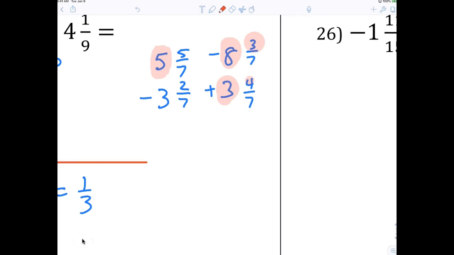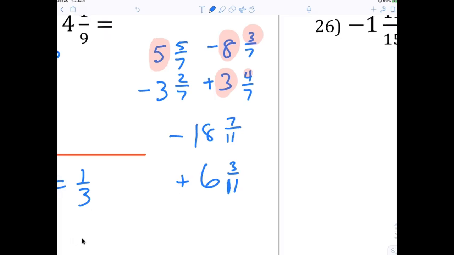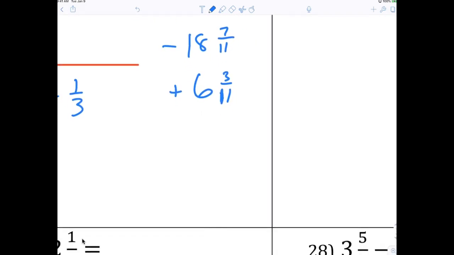Okay? If I said 18 and 6, and I said this was 7 over 11 and this was 3 over 11, do I have to borrow? What's 7 minus 3? I don't have to borrow. If this was a 2, do I have to borrow? Yeah, that's really all there is to it. If you say 2 minus 3, I can't do that. Then you have to borrow.